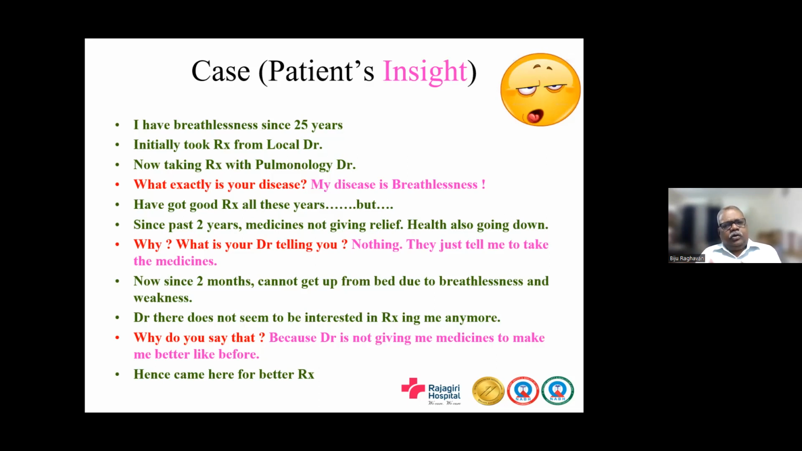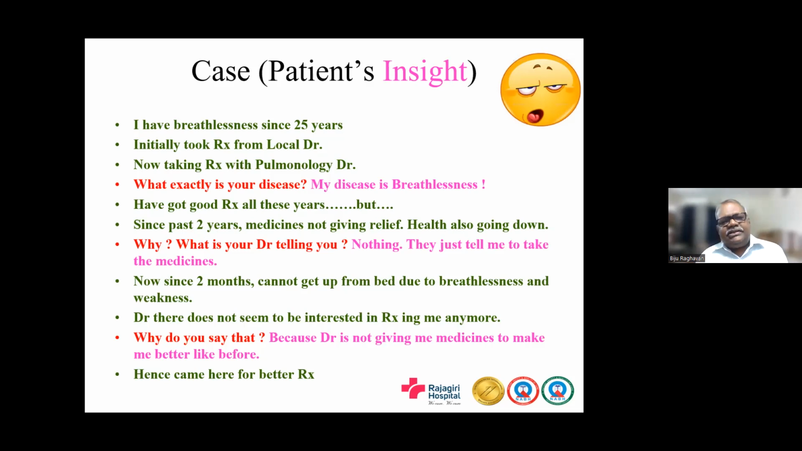Okay, go on. Now, since 2 months, I cannot even get up from bed due to breathlessness and weakness. And the doctor now, I don't know, does not seem to be interested in treating me anymore. Why do you say that? Because the doctor is not giving me medicines to make me better like before. And so I came here for better treatment.